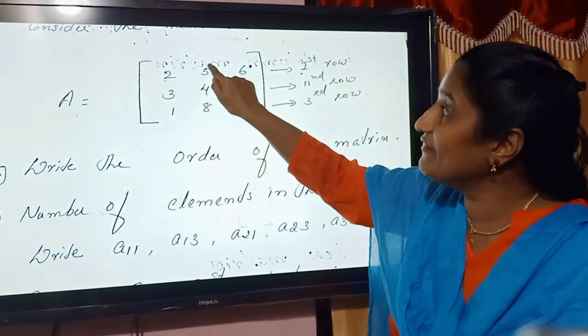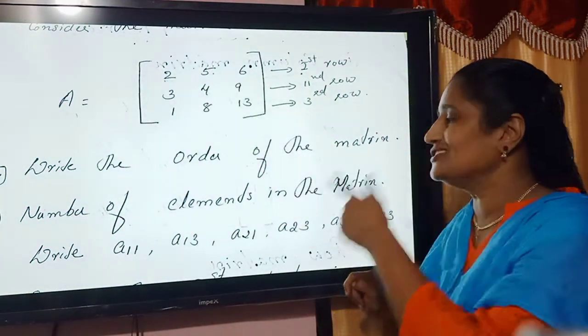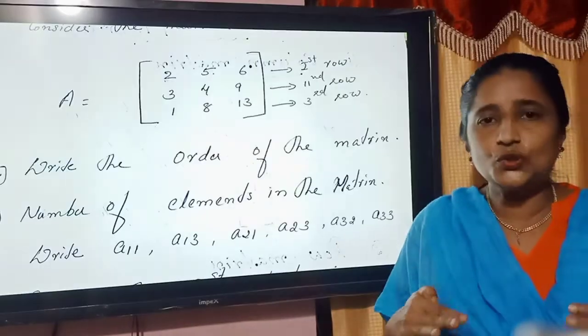Similarly, you need to find A13. A13 means first row, third element.